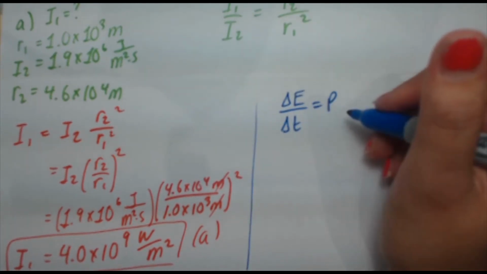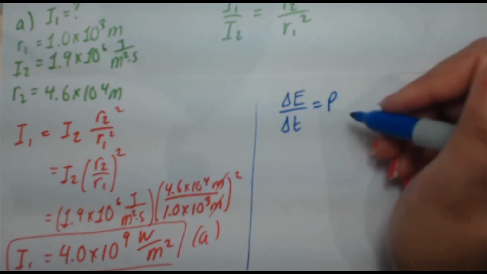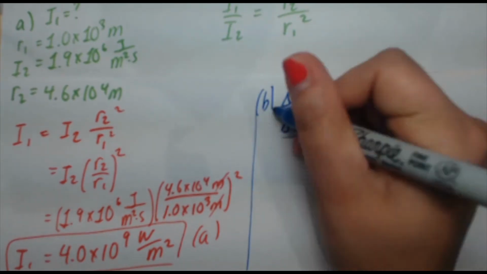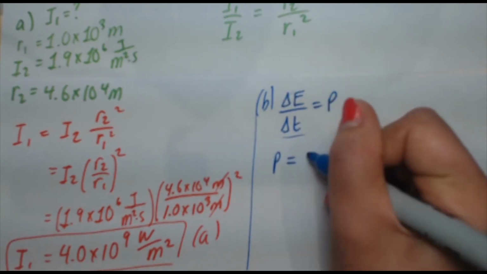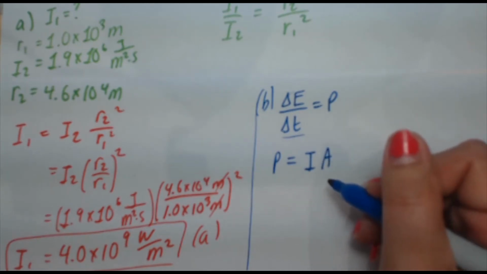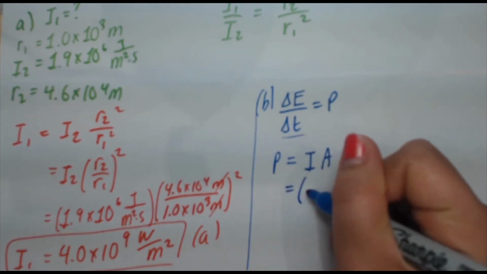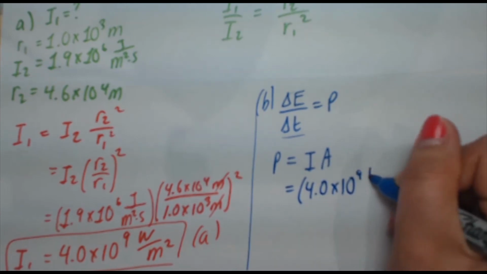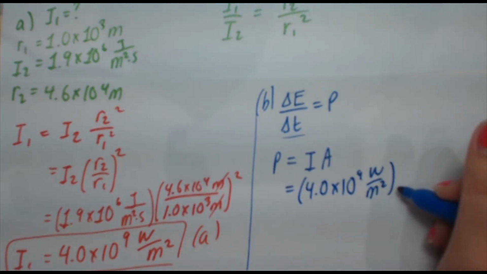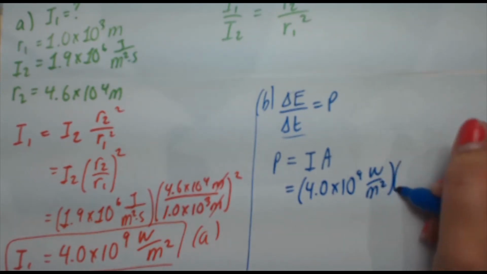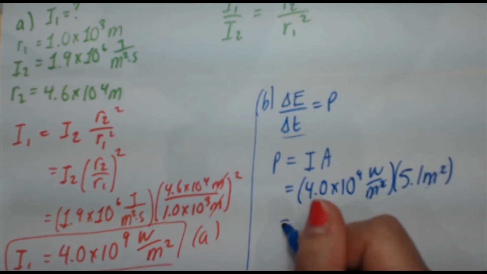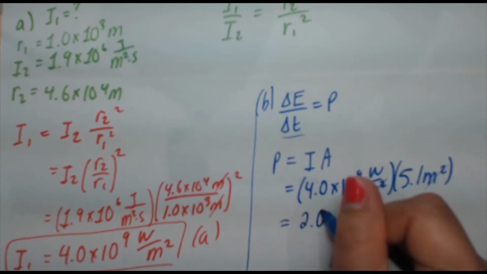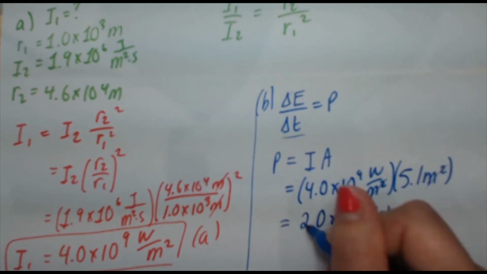Now in this case, because we're dealing with intensities, I'm not going to use this formula for power. I'm going to use the one that we actually identified in the beginning. Power is equal to the intensity times the area. So intensity, we just found it's 4.0 times 10 to the 9 watts per meter squared, right? That's the intensity at the 1 kilometer distance, and the area it's going through is 5.1 meters squared. So you get your meter squareds canceling, you're left with watts, which is the unit for power. So power is 2.0 times 10 to the 10 watts.